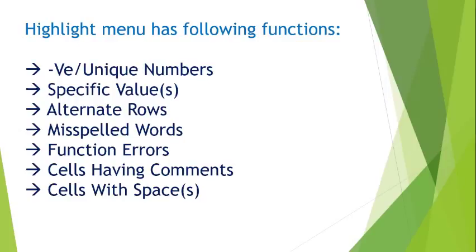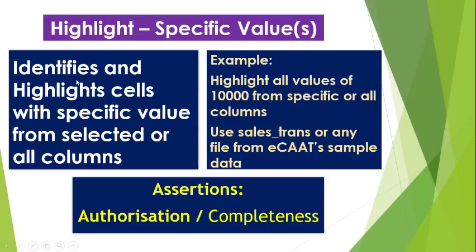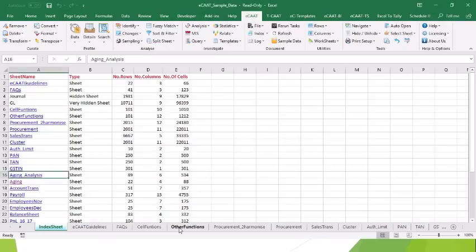Now let me show you one of the simple functions, which is highlight. The highlight menu has the following functions. You can highlight the negative or the unique numbers, specific values, alternate rows, misspelled words, function errors, cells having comments, or cells with spaces. In this demo, I'm going to highlight specific values. So what does this function do? It's very simple. It identifies and highlights cells with specific value from selected or all the columns. For example, I would like to highlight all values of sales which are more than 10,000 using the sales trans file. And I also said that I want to verify the authorization or completeness using this.